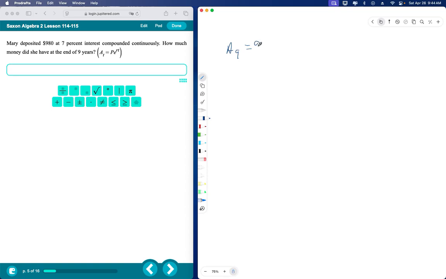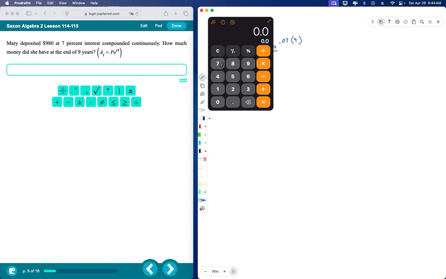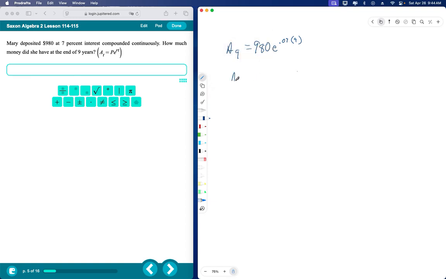So the principal is 980, e to the rate, which is 7%, so it's going to be 0.07 times the time. The time is 9, so that's 0.07 times 9, which is 0.63. The amount in 9 years is equal to 980 e to the 0.63. So e to the 0.63 times 980 is what we're looking for.